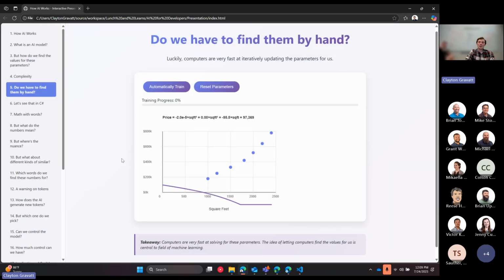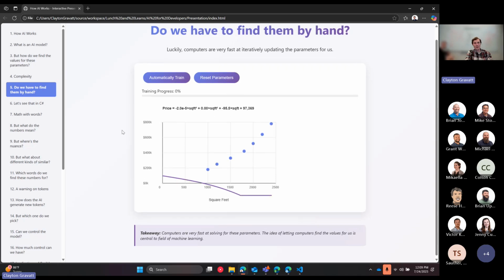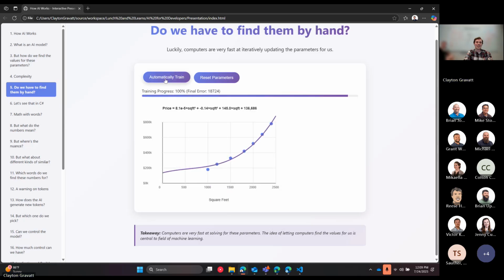So the question is, do we have to do these by hand? Do we have to find this by hand? And the answer is no. Luckily, computers are very fast at iteratively updating the parameters for us. And we'll see how well this does. I didn't make this very smart, so we'll see. I'd say that did okay enough.